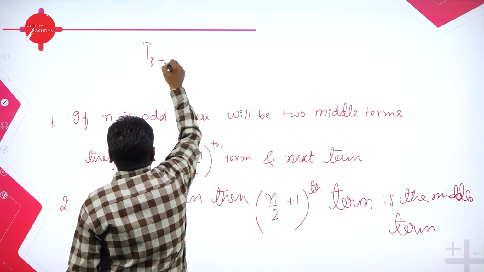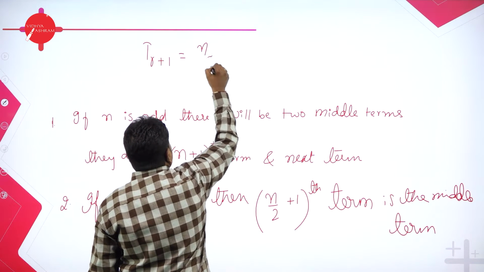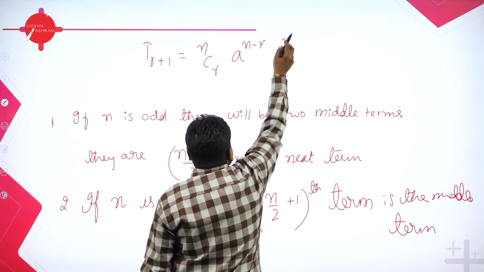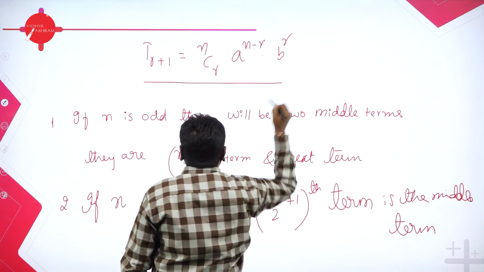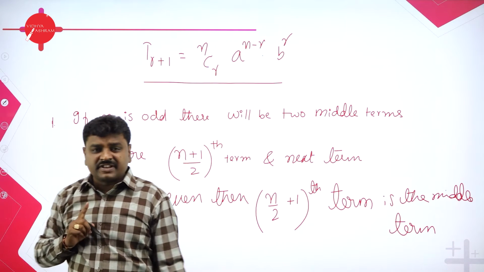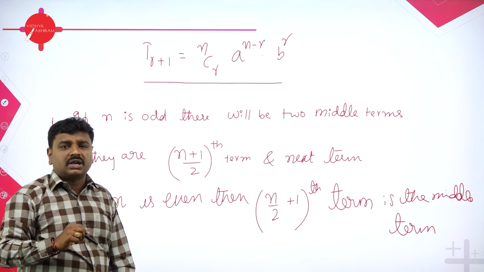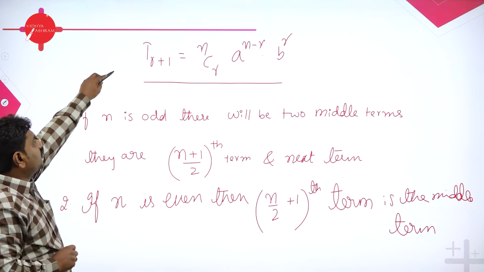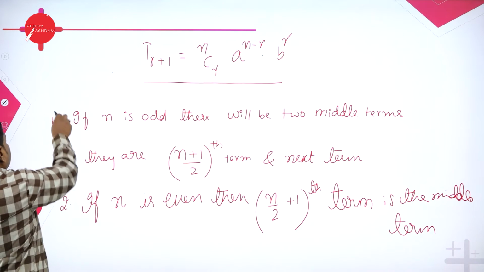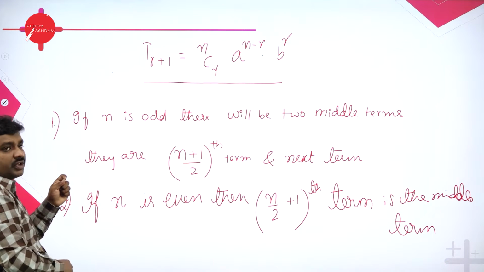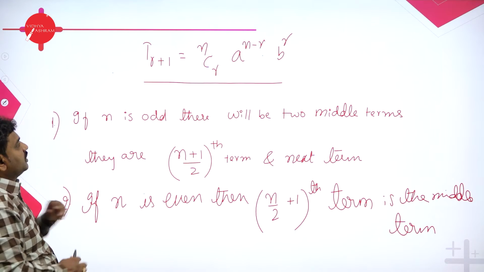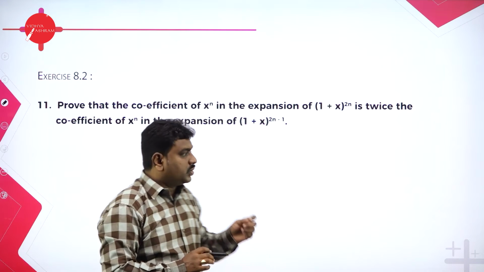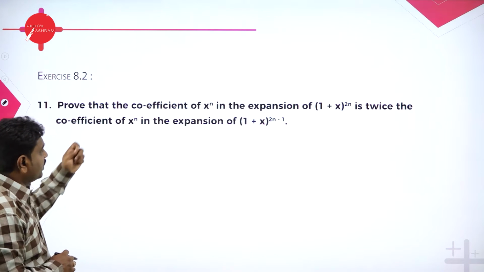What is the general term? T R plus 1 is equal to nCR A power n minus R, B power R. Here n is the overall power, A is the first term, B is the second term, R is one less than the term you want. So use this formula and see the cases. See the cases and get T, and after that you can conclude using the formula. Now we'll go to the 11th question.